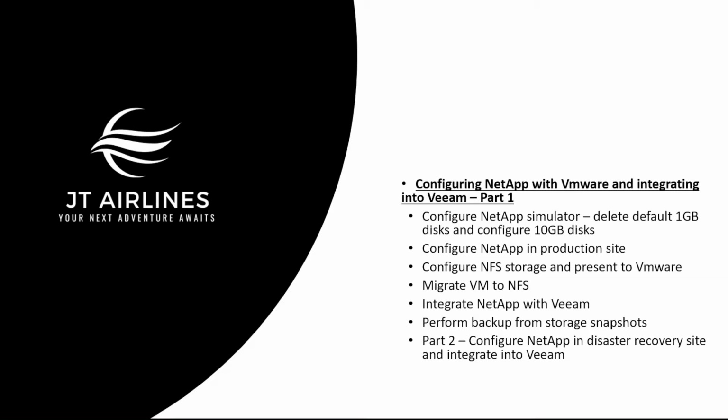This will lead us into part two of this two-part series, where we're going to put another NetApp appliance in our disaster recovery site, and pair the NetApp devices between the two sites, and play around with snapshot replication from one site to the other, which is really useful for disaster recovery. We'll also play around with backups from a secondary storage snapshot as well. So that's another useful tool that can all be conducted through Veeam.